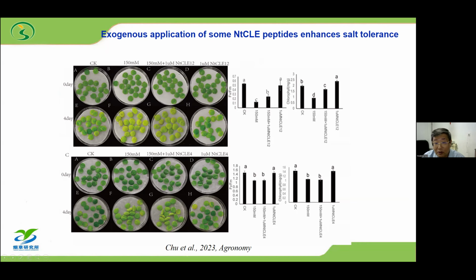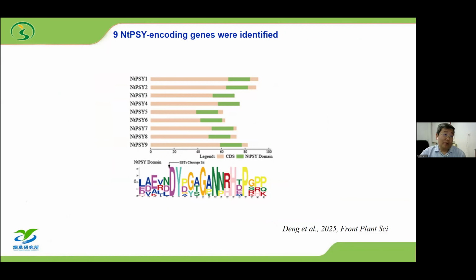But if you treat together with synthesized peptide, you will see alleviation of this yellowing process in response to salt treatment. We have similar phenomena from CLE4 peptide too. So that's something very interesting. We see peptides from two families, CEP family and CLE families. There are always some of the peptides that can be used to reduce the sensitivity of plants to salt or osmotic treatment.